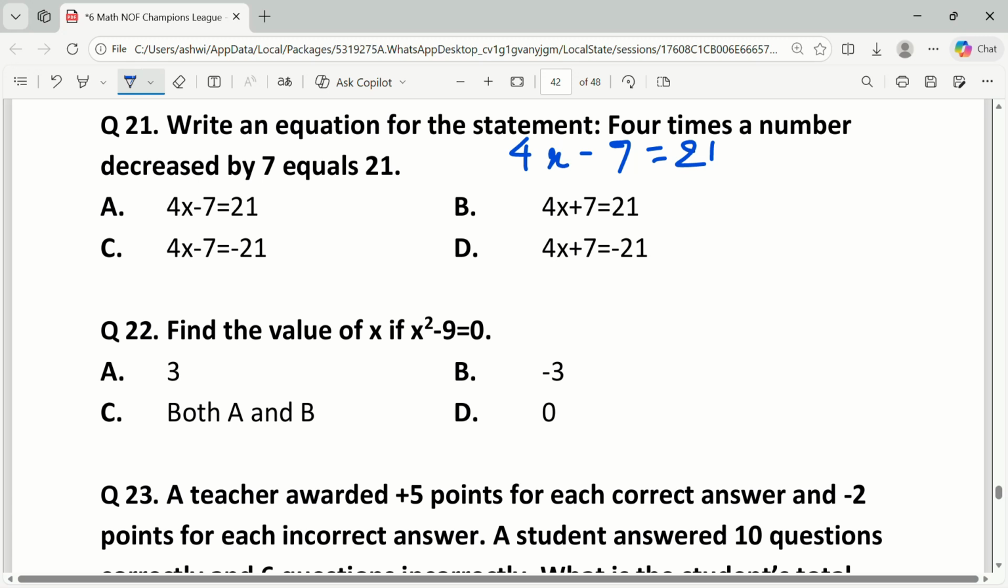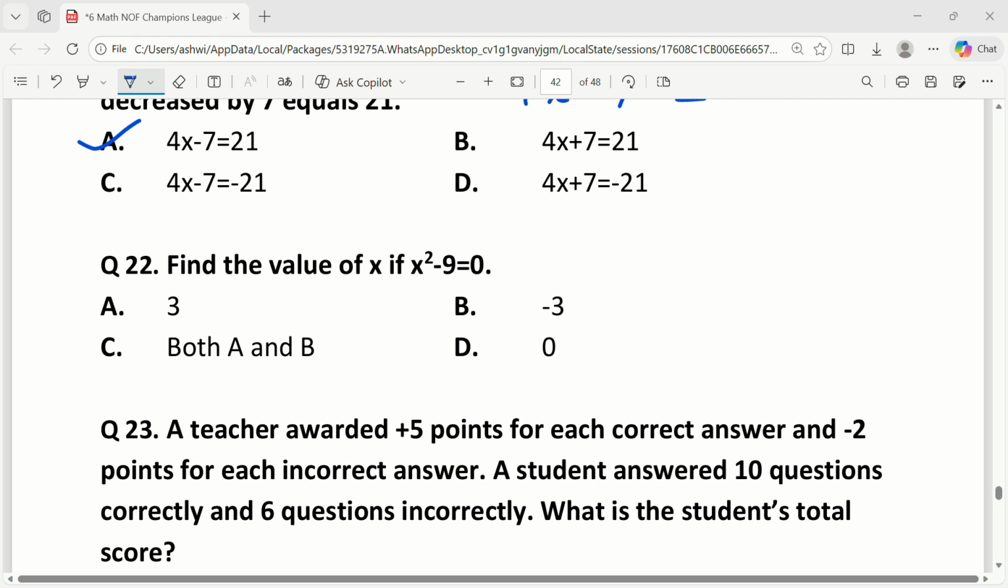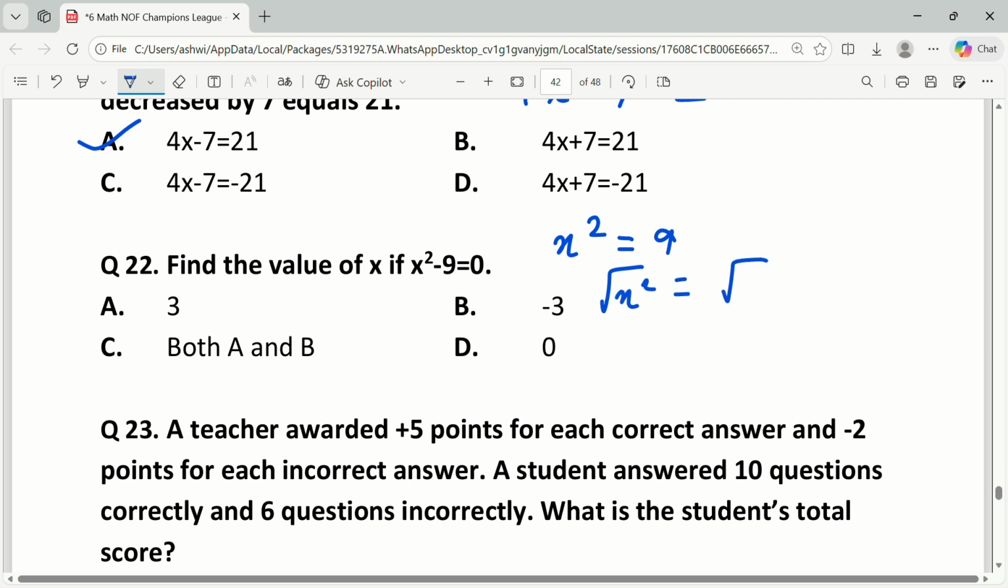Comparing with the options, the answer is A, 4x minus 7 is equal to 21. Question 22. Find the value of x if x square minus 9 is equal to 0. X square minus 9 is equal to 0 can be written as x square is equal to 9. That is root x square is equal to root 9. That is x is equal to plus minus 3. Comparing with the options, both A and B are correct. So the answer is C, both A and B.